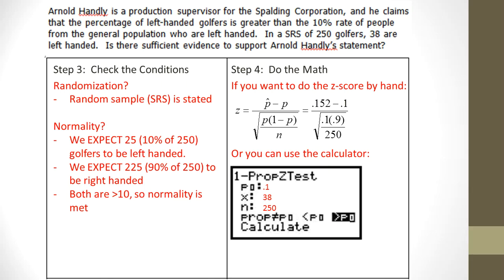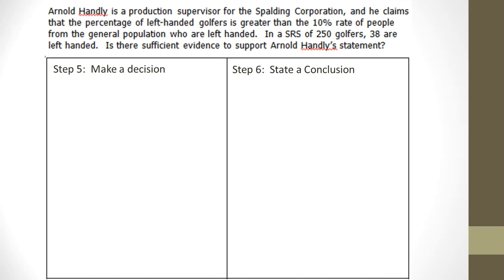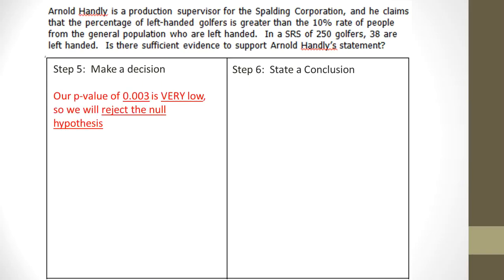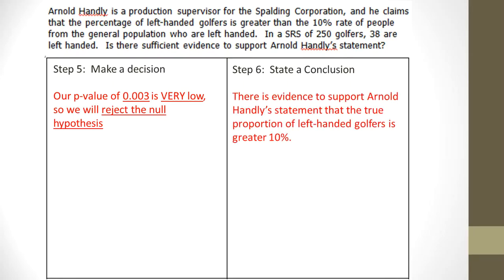The top two lines will tell us our z-score, which is 2.741, and the p-value, 0.003. The next two lines tell you your p-hat and your sample size. Step 5, we need to make a decision. That p-value was 0.003. That's really, really small. So our p-value was really low, so we are going to reject the null hypothesis. Since we are rejecting, in context, that means that there is evidence to support Arnold Hanley's belief.